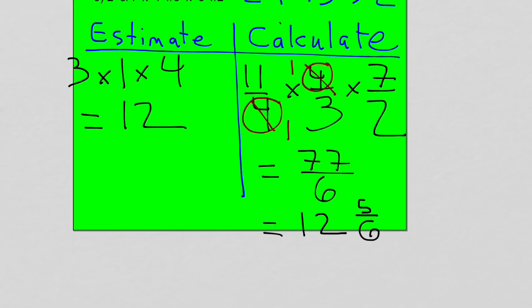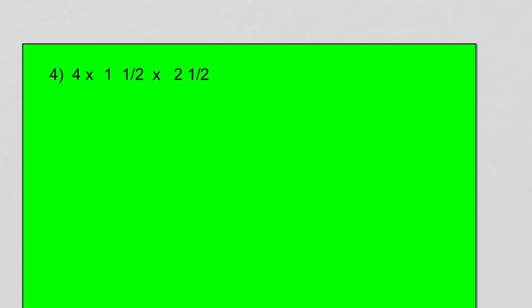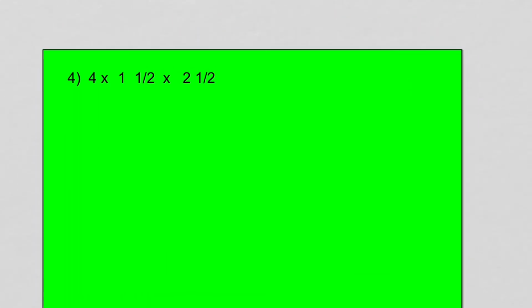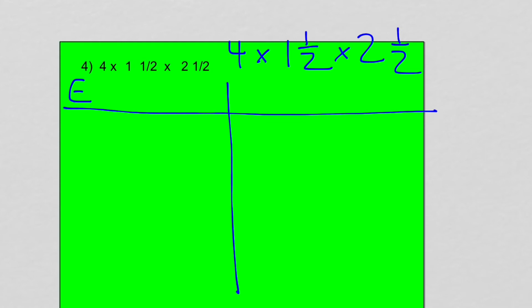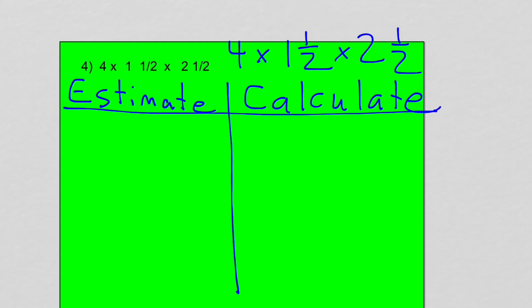Let's do another one. Okay, this one has a whole number in it. So number 4. 4 times 1 1/2 times 2 1/2. We will estimate and calculate. So 4 wholes, we don't need to round that off. We just keep it as 4.